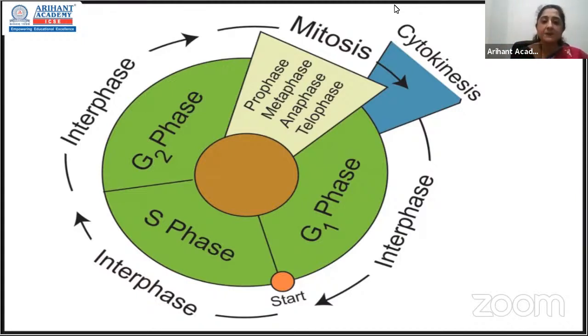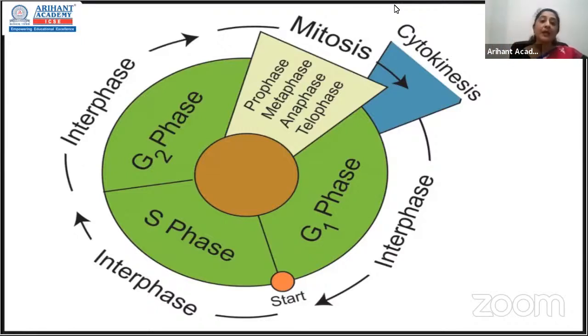After the cell has passed through the G1, S and G2 phase, it is ready to enter into the mitotic phase, that is karyokinesis. In karyokinesis, we will be looking at prophase, metaphase, anaphase and telophase, and then move into cytokinesis. Now, we're going to start with mitosis, the mitotic division, beginning with the first phase, prophase.